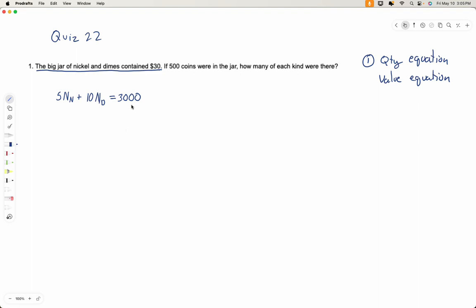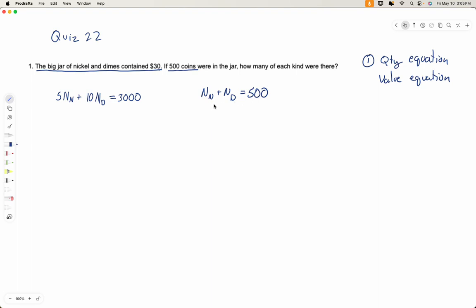So we have our value. Now we're going to look for our quantity, and it tells us our quantity here. It says there's 500 coins, and we know that those coins are nickels and dimes. So the number of nickels plus the number of dimes is equal to 500. This is our quantity statement. This is our value statement, and we are going to use substitution, because it's the easiest thing to do, in order to solve.